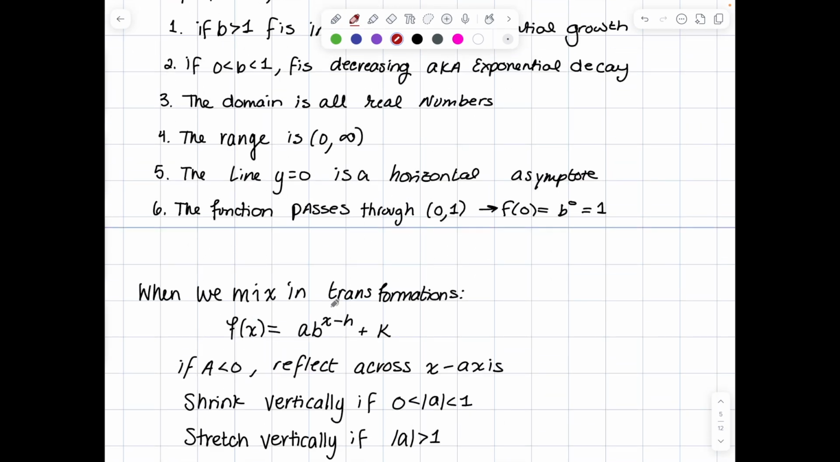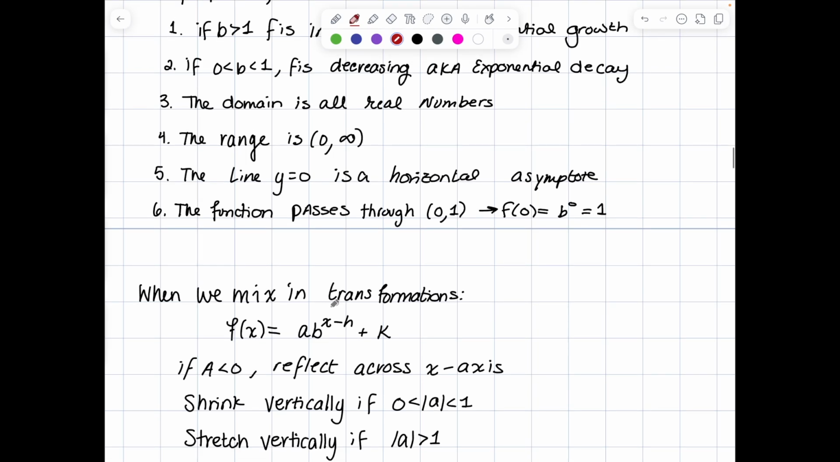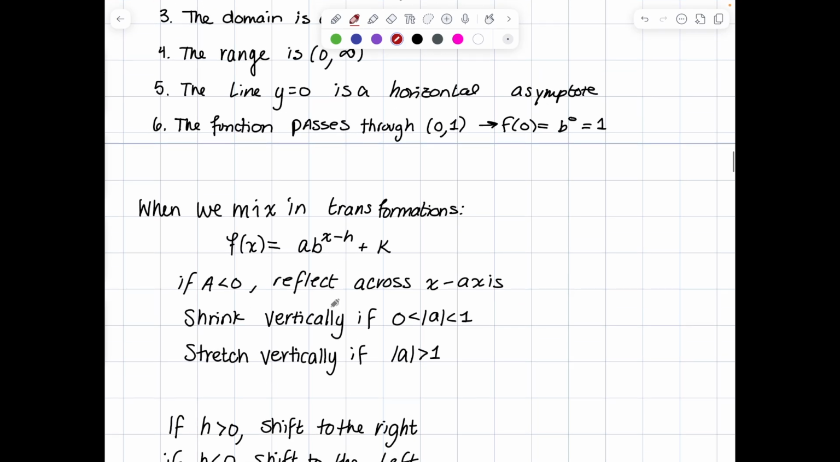The domain is always going to be all real numbers. You can always put in real numbers, and the range is going to be 0, not included, to infinity, and the reason is that that's where the asymptote is. Again, this is as long as there are no transformations. When there are transformations, we have to be careful. The line y equals 0 is a horizontal asymptote, and the function is going to pass through (0, 1), because anything raised to the 0 power is always 1.